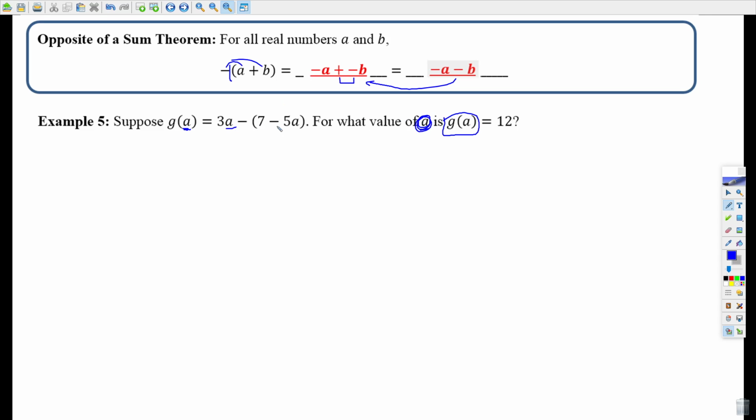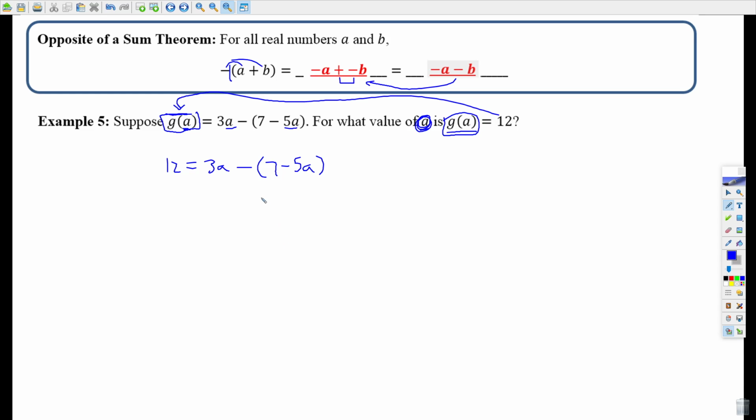So a is going to stay in the problem. What we are replacing is the entirety of g of a, which is now 12. So 12 is going to go in for the entire left-hand side, g of a. So it's going to look like this: 12 equals 3a minus the quantity 7 minus 5a. Now we have an equation where we can solve for a.